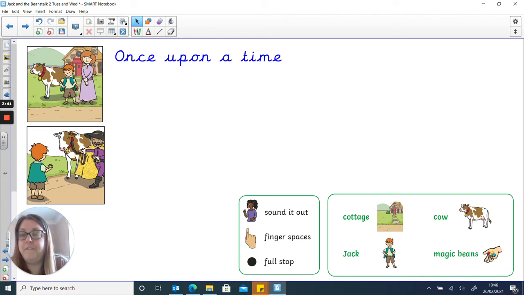So here are your first two pictures. Write a sentence to go with each of these pictures. Then when you've done, it will go through to the next pictures. Okay, remembering capital letters, finger spaces, full stops, Fred talk and neat handwriting. Maybe your name might go on gold. Pause the video and write your sentences for the first two pictures.